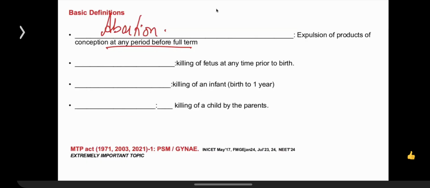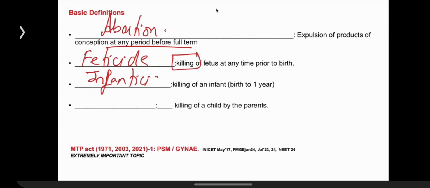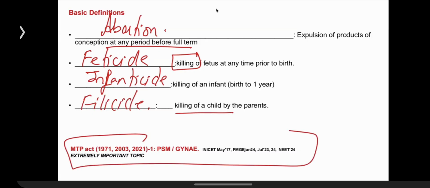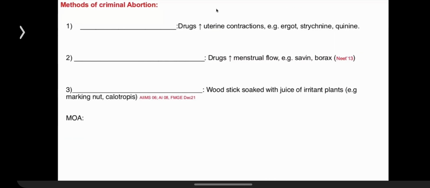Killing of fetus at any time prior to birth is called feticide. So in feticide, we are killing. In abortion, it may not be killing, it may be spontaneous also. Killing of an infant, infanticide. Killing of child by parents, filicide. MTP Act is an extremely important topic. I think that will be covered in PSM or gynae.